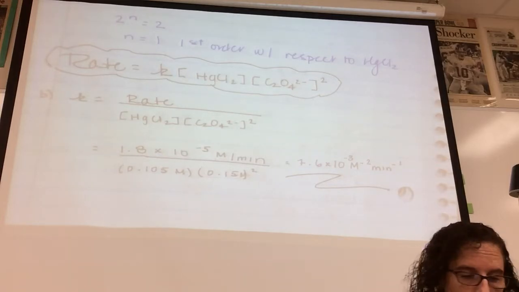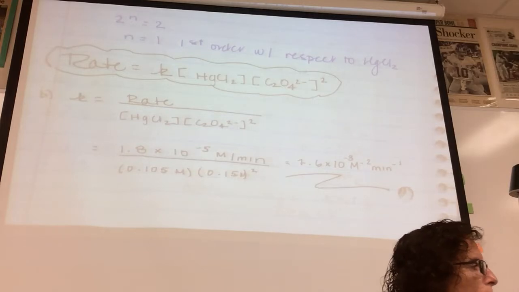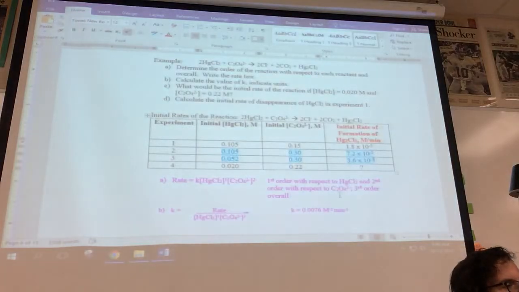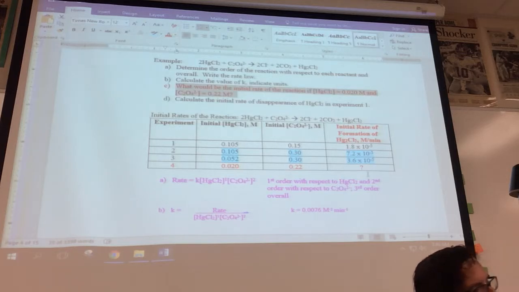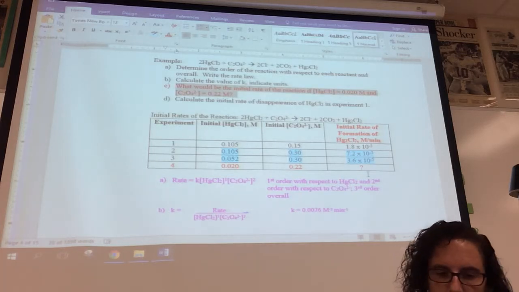All right. The next question says, what would be the initial rate of the reaction if the concentration of mercury 2 chloride is 0.02 molar and the concentration of oxalate ion is 0.22 molar? Basically, what they're asking for in C is they want the rate of the fourth experiment. How would you go about getting the rate of the fourth experiment?